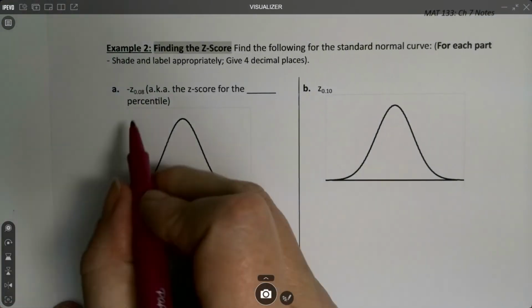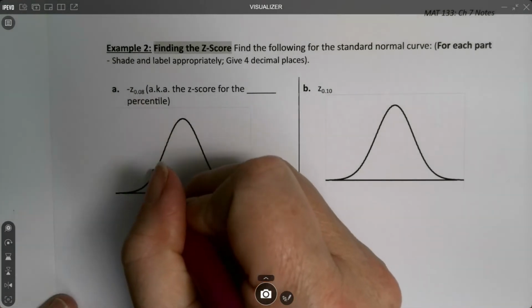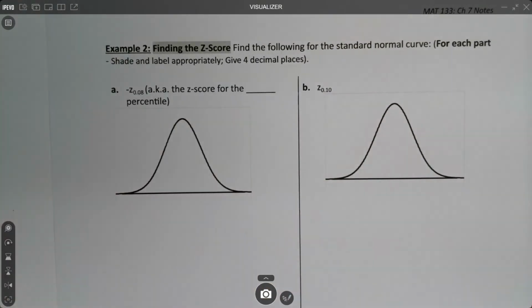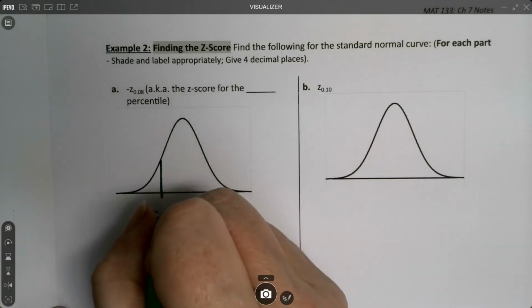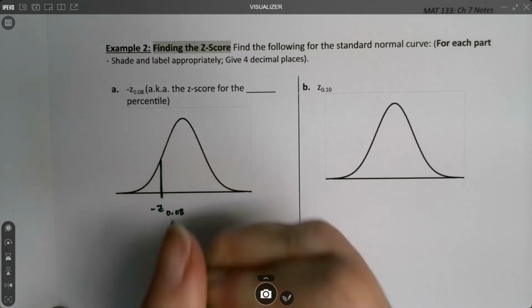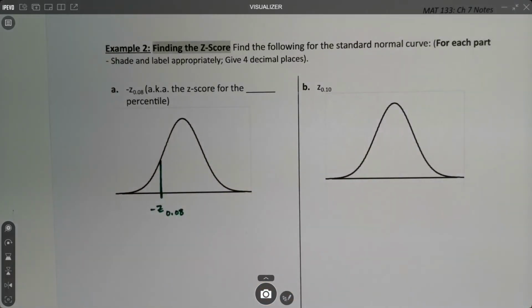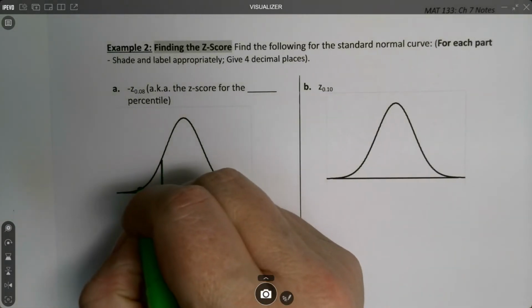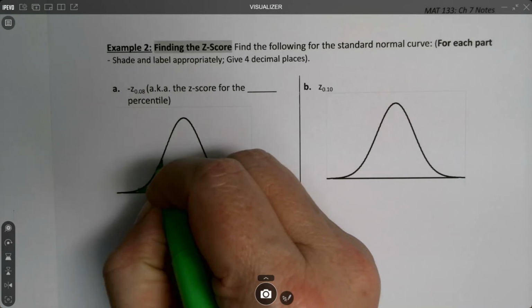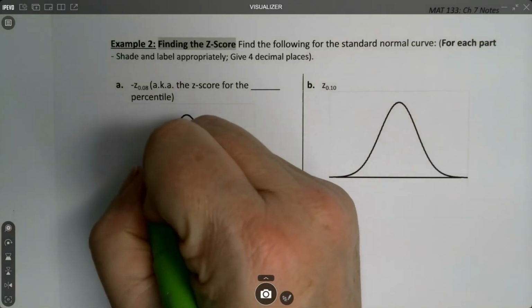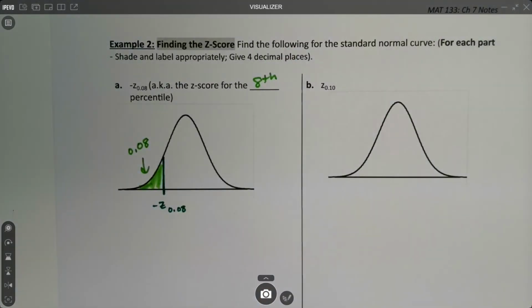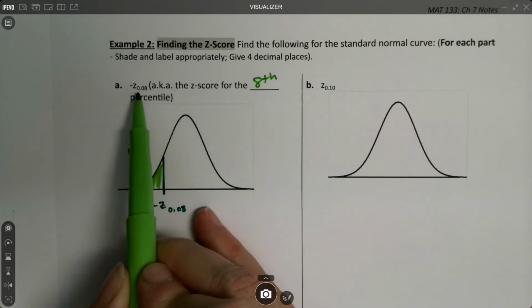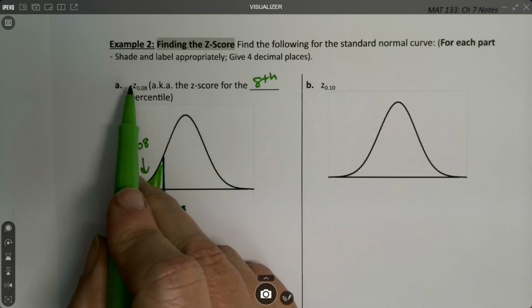Okay, so if I see a little z with a 0.08, I'm looking for this value right here, negative z.08. I want to know where that line is. I can tell it's on the negative side, but where is it? Because this area right here is 0.08. So it goes with the 8th percentile because it's the percentage below you. All right, so that subscript means it's the area in the left because it's a negative z.